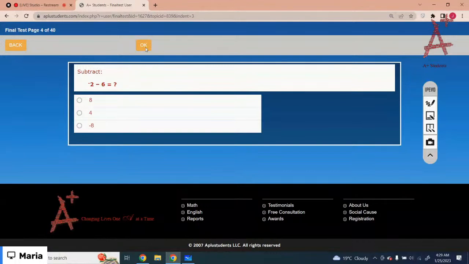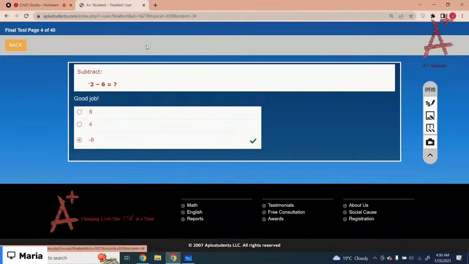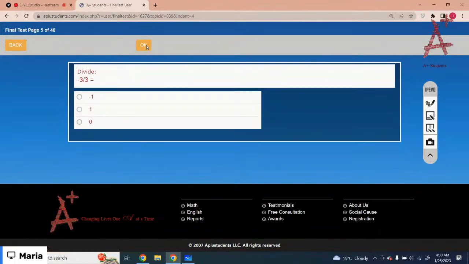Got it? Okay, negative 2, negative 6 is, so just add both numbers. Negative 2, negative 6 is negative 8. Got it? You have to add them, and you have to put the sign of both the numbers. Both the numbers are negative, so the answer must be negative. Okay, negative 3 divided by 3 equals, you are dividing a negative number by a positive number, so that means the answer must be negative. And 3 times 1 is 3, so the correct option is negative 1.